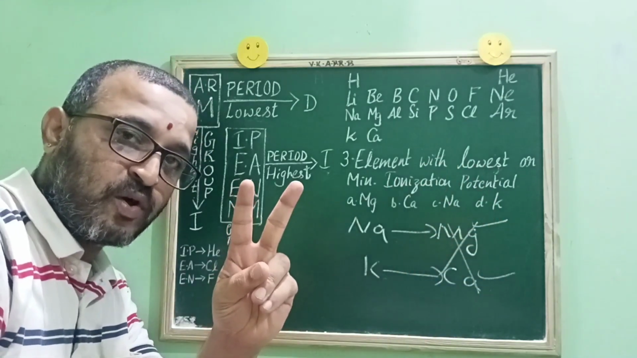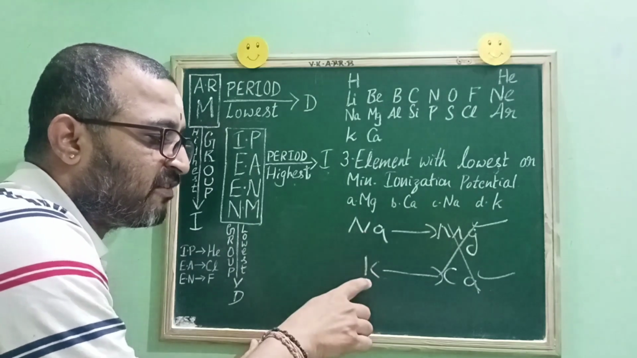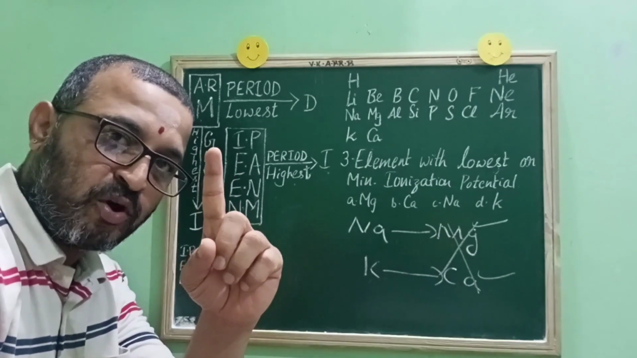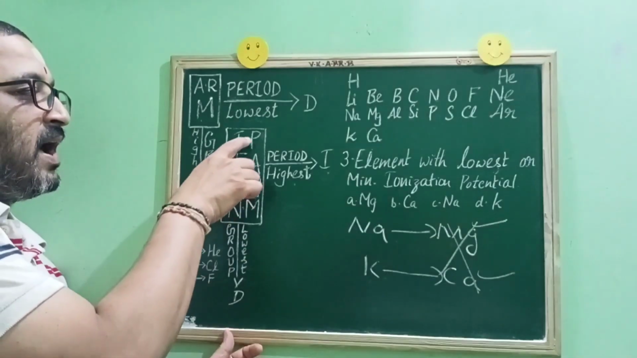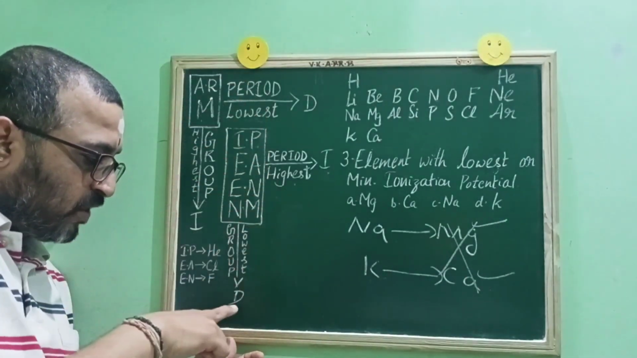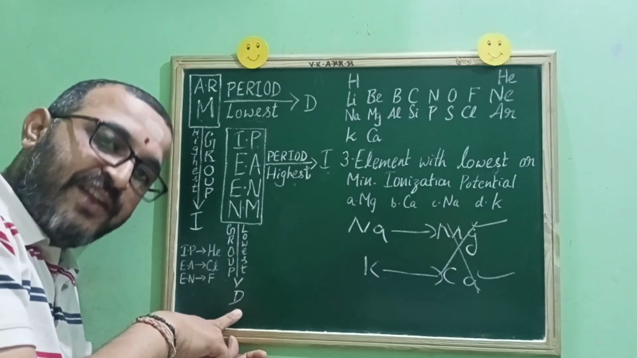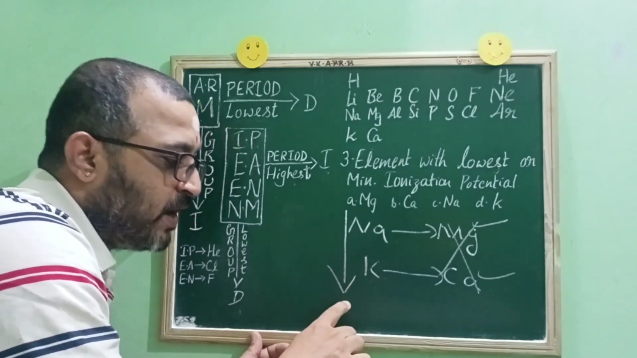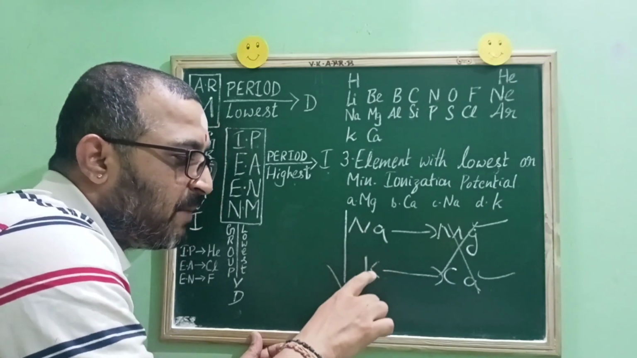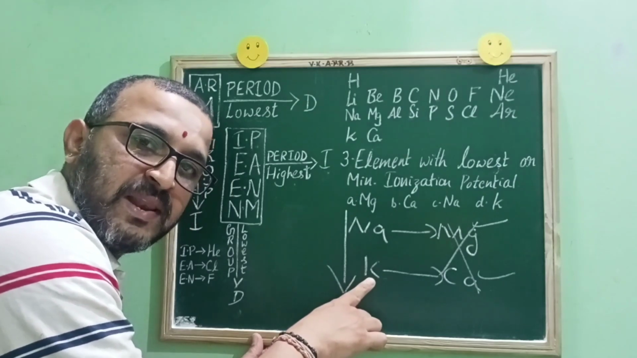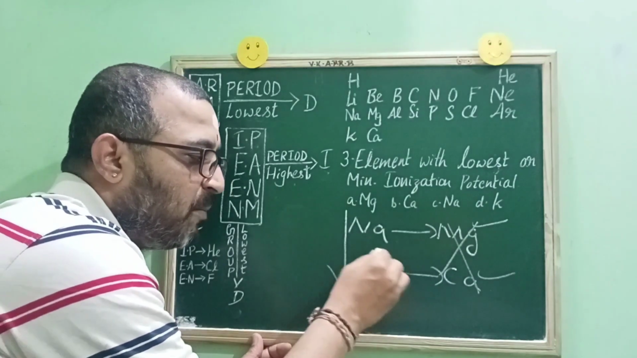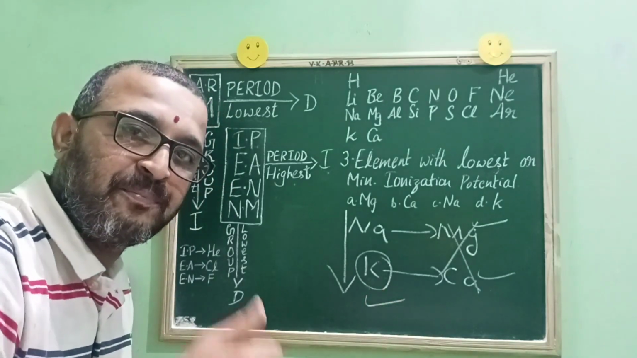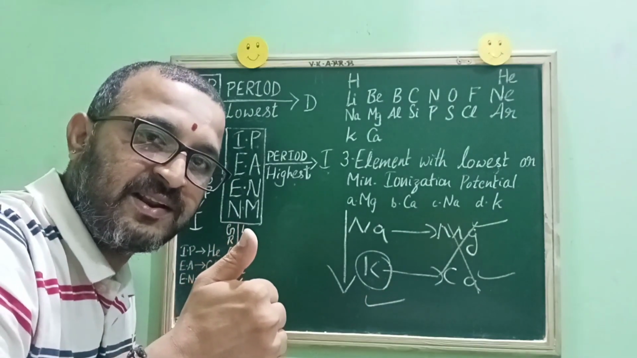So we are left with two more elements. Which are they? That is sodium and what, children? Potassium. So these two belong to a particular group. Which group? They both belong to group 1. So ionization potential, when you go down the group, it is going to what? Decrease. Okay, so when you go down the group, it is going to decrease. So out of sodium and potassium, the one with the minimum ionization potential will be potassium. Okay, children, is it clear?